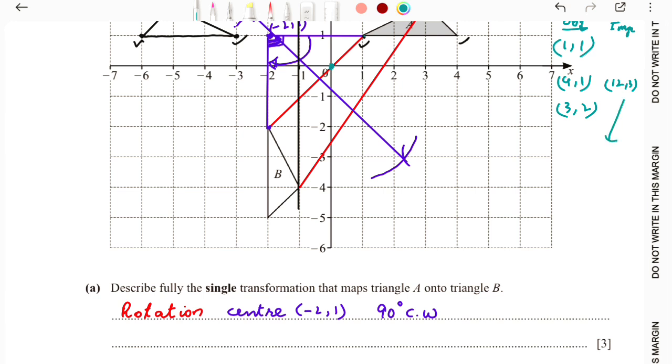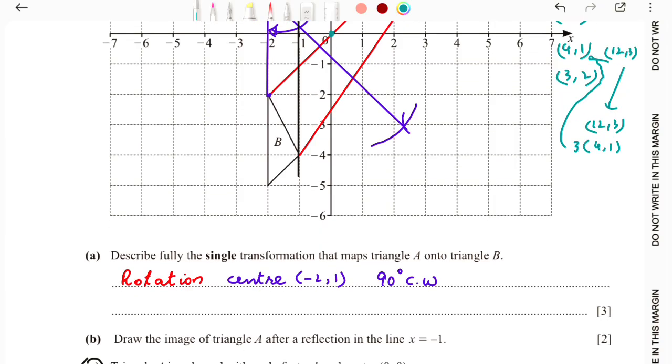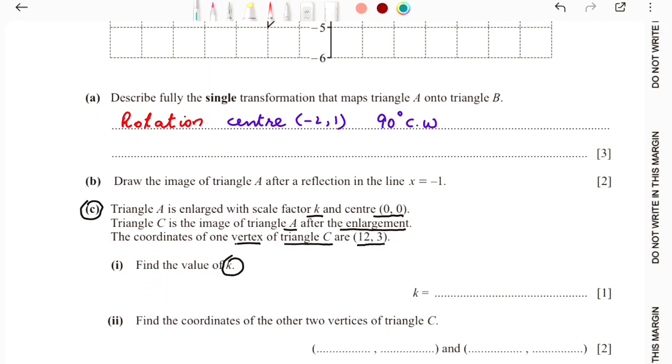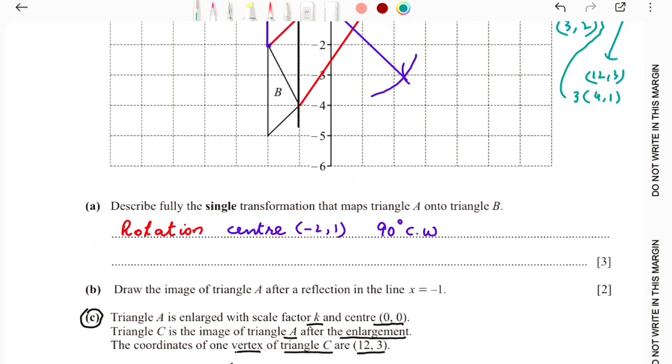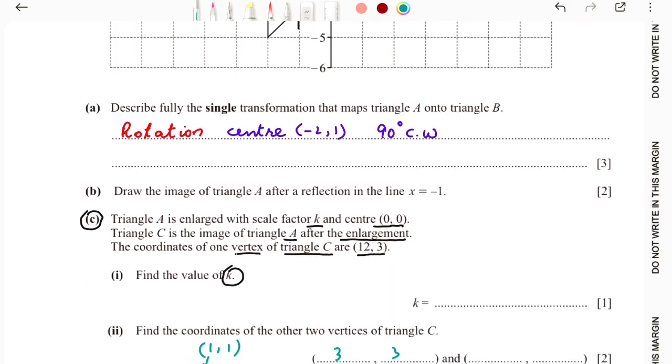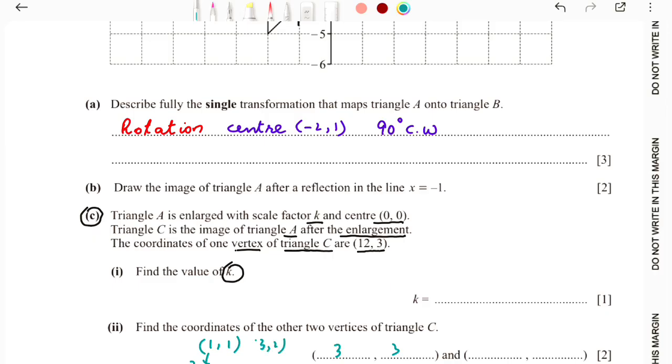Students, just see it. If you take 3 as common, this becomes 4, 1, and this becomes equal to this one. It means that your scale factor is 3. So the rest of the coordinates would be 1, 1, multiplied by 3, 3 and 3, and the other coordinate would be 3, 2. We have to multiply it by 3 as well, so this becomes 9 and 6. This would be the answer.